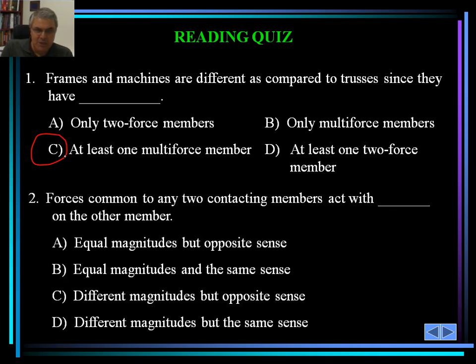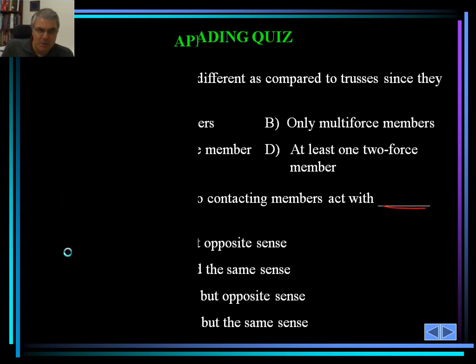Forces common to any two contacting members act with blank on the other member. This is reading quiz number 2. Forces common to any two contacting members act with blank on the other member. The correct answer is A. They act with equal magnitudes but opposite sense on the other. This is according to the principles of statics, and it should not be really something new to you.